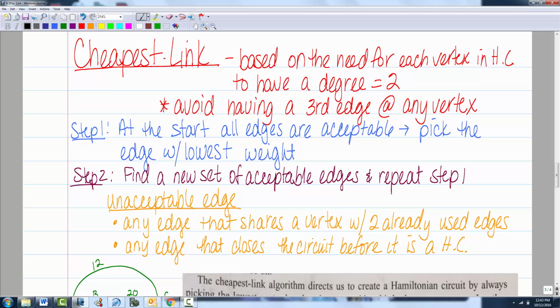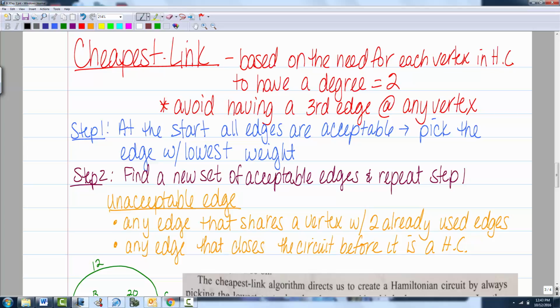So the cheapest link, this is kind of weird, and I pulled something out of the book that's a little bit repetitive, but when I read it, it just solidified it for me further. You're not so restricted to what you have to do, and that's why there's only one cheapest link algorithm to do with a drawing. And again, it may or may not be the best. That's why they say approximate. So based on a need for each vertex in the Hamiltonian circuit to have degree 2.